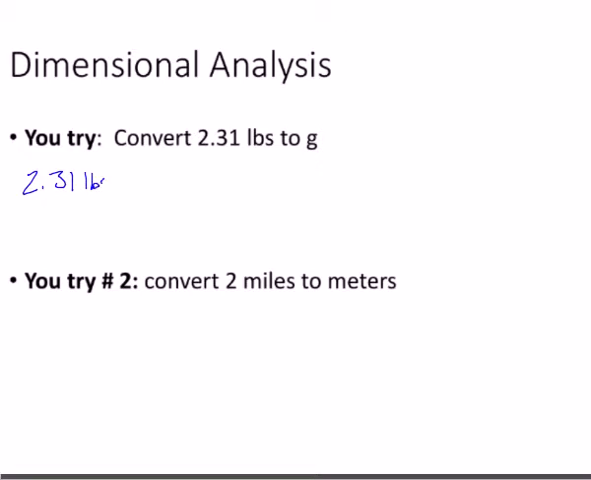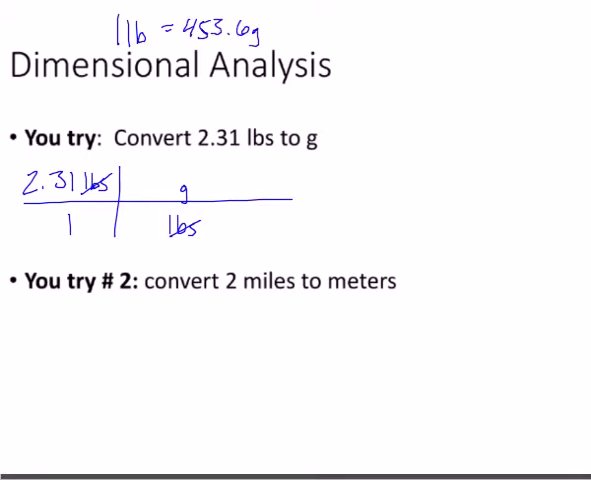Start again with what you know, what you're given. You have 2.31 pounds. Pounds are going to go on the bottom. Grams go on the top. Now I've got to look up on my English to metric conversion piece that you would be given. It says that 1 pound equals 453.6 grams. All you got to do is just match them up. 1 pound, 453.6 grams. That's it. One-step problem for this one. 2.31 times 453.6 gives you what?